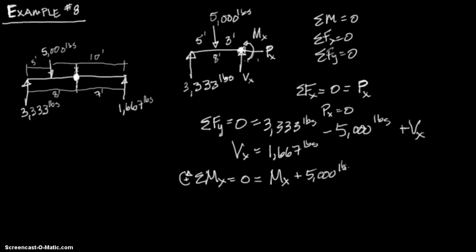So 5,000 pounds times it's 3 feet from our point, and then we want to do a negative 3,333 pounds times 8 foot. And once again, I made it a negative or a minus because this is going to make an opposite of our positive moment. We said positive moment is this. Oh shoot.